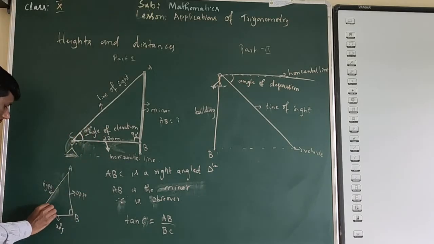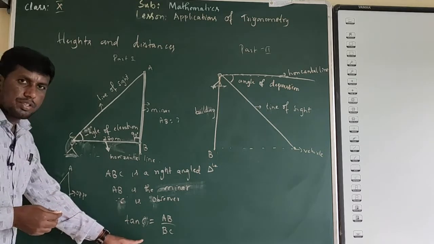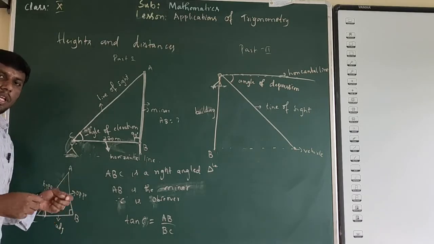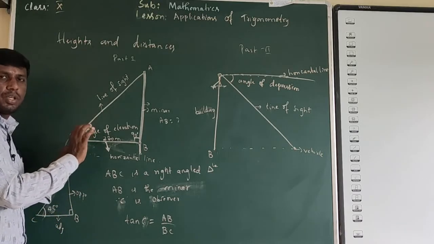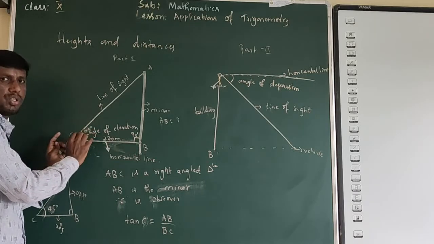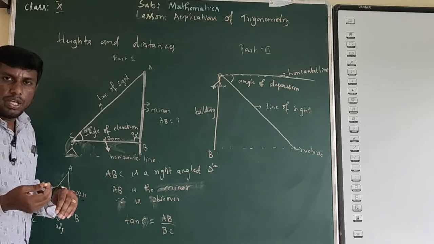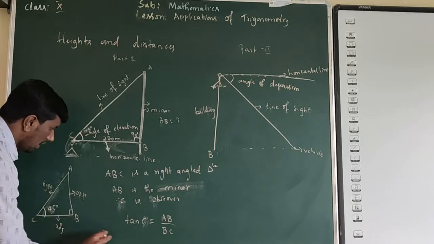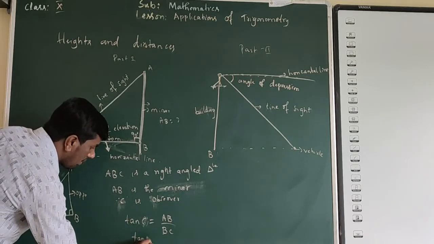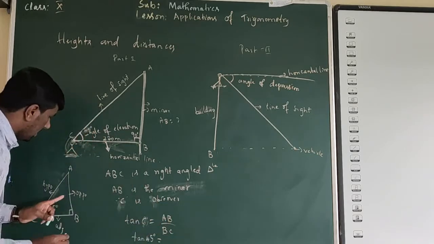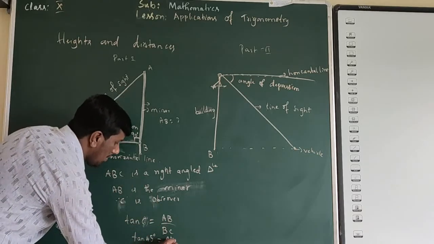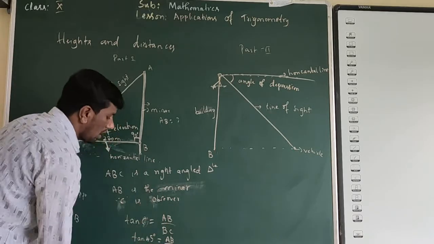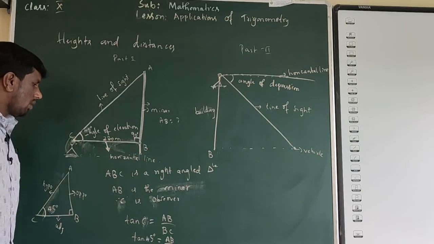Then 60 degree also I can substitute. But for example, tan 45 degree is how much? 1. But you need to measure exactly how much the angle is by using the surveying instrument. So tan C, with C as 45 degree, is AB in the numerator, BC in the denominator, and BC is 280 meter.